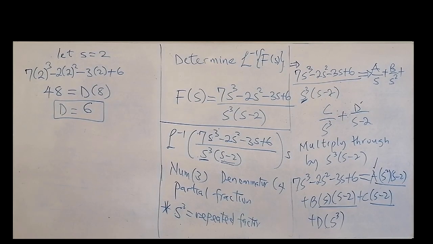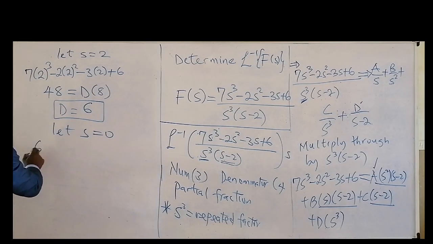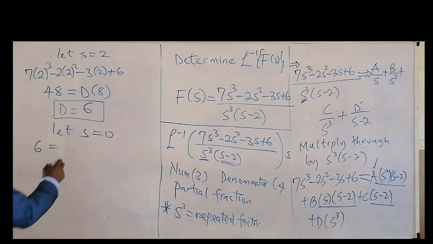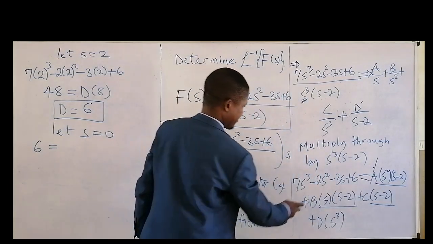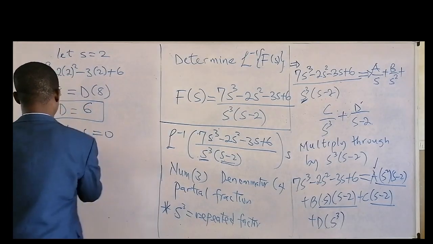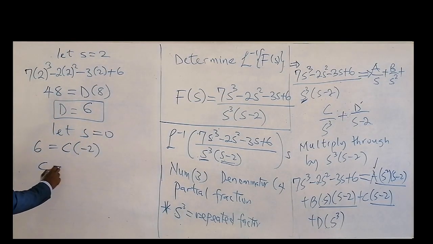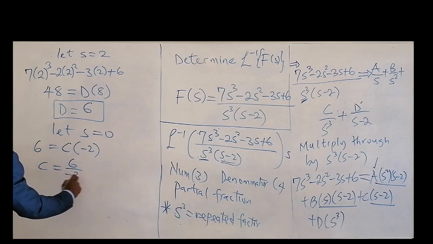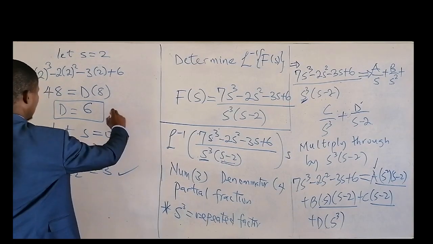Then the next thing I can do is to substitute. Let x be equal to 0. We have 6 on the left, and on the right everything will cancel and I have minus 2 times C. Then C is equal to this over this, and that's minus 3. So again, two values we have now.